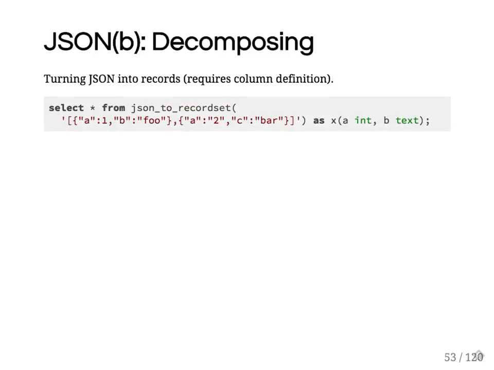You can decompose JSON into records. So here we're taking JSON to record set. I guess that should be JSONB. And we're decomposing, I guess here it doesn't matter because it's just a string. And we're decomposing that into sort of a virtual table. Postgres, or SQL, is a strongly typed language, so you need to actually provide column definitions, or it won't work.